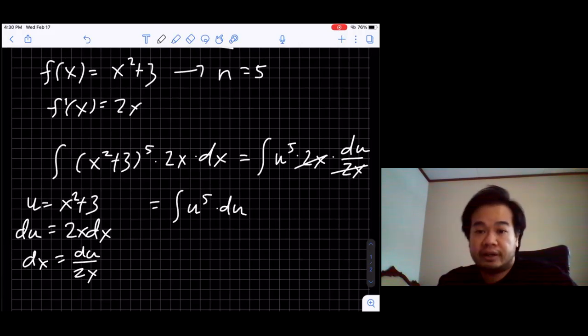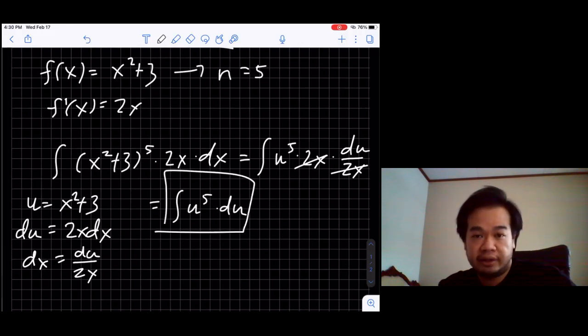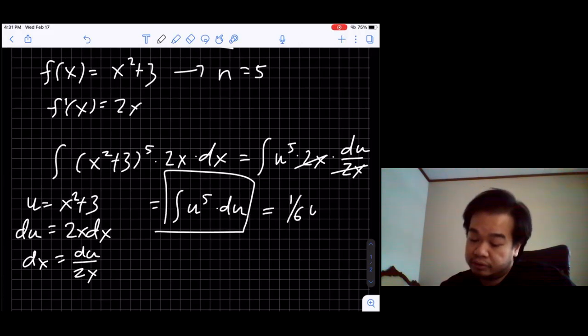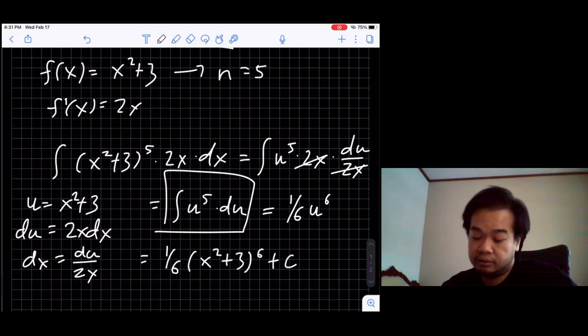If you do it correctly, and if it's really working for your problem, then after the process you should not have an x variable anymore. It will be all in terms of u. And basically, this is a basic power function being integrated, right? So it's equal to 1 over 6 u to the power of 6. And of course, because the original expression is in terms of x, you need to substitute u back with x squared plus 3, to the power of 6. Don't forget to add plus c.